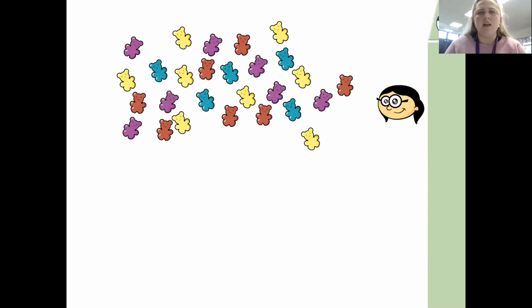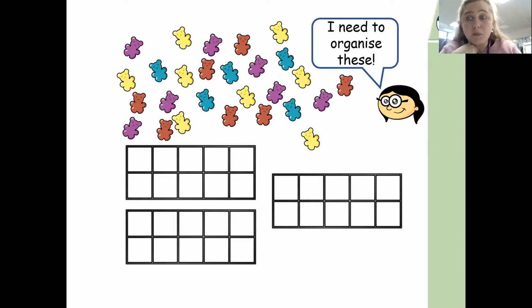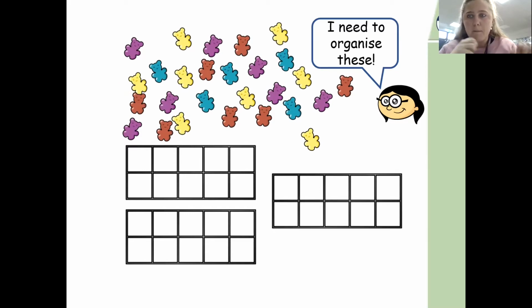Okay, now I've got a lot of jelly babies here. No, little teddy bear babies. And I need to organise them. How could I organise them? I know, I'm going to put them into tens frames. So, are you ready for the magic? Okay, I'm going to put them into tens frames. Ready? Poof.